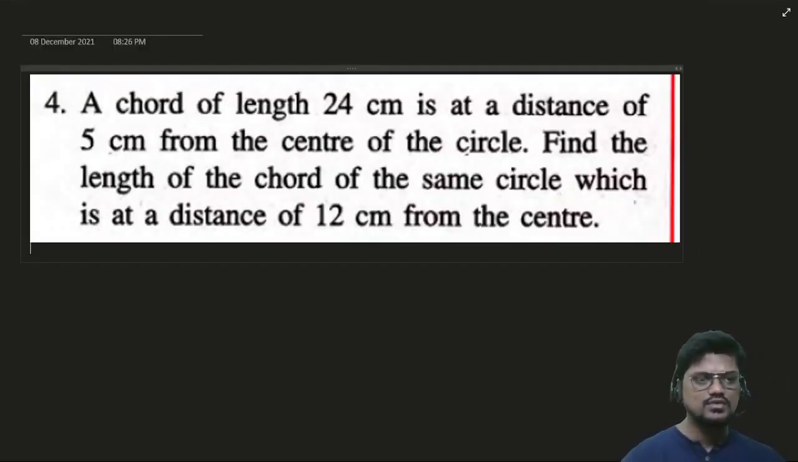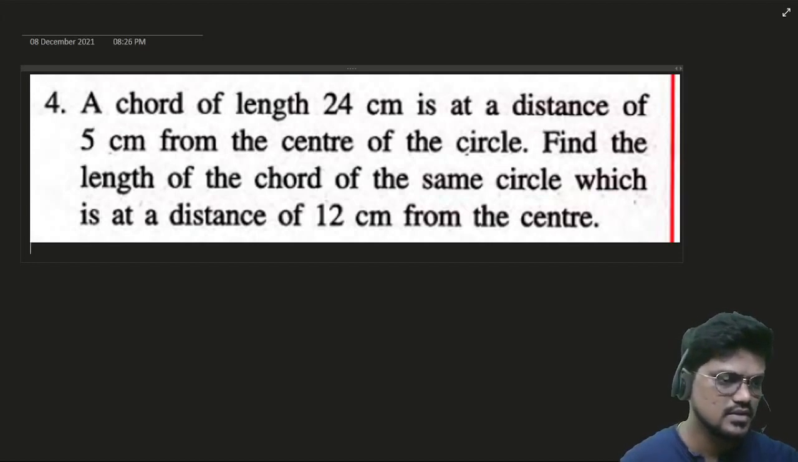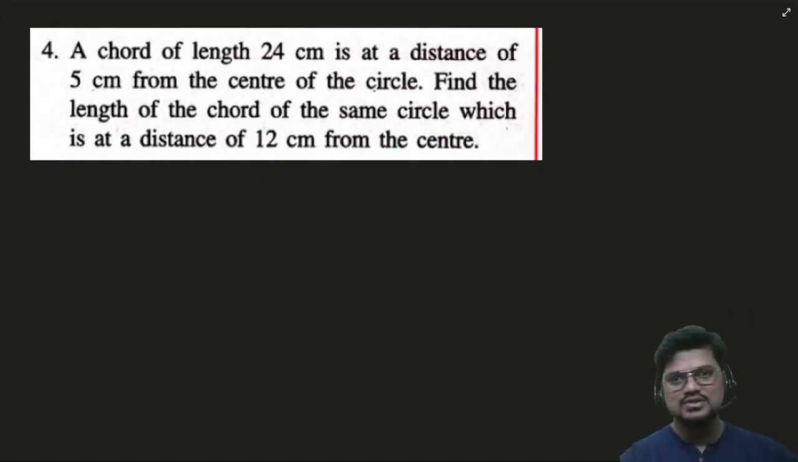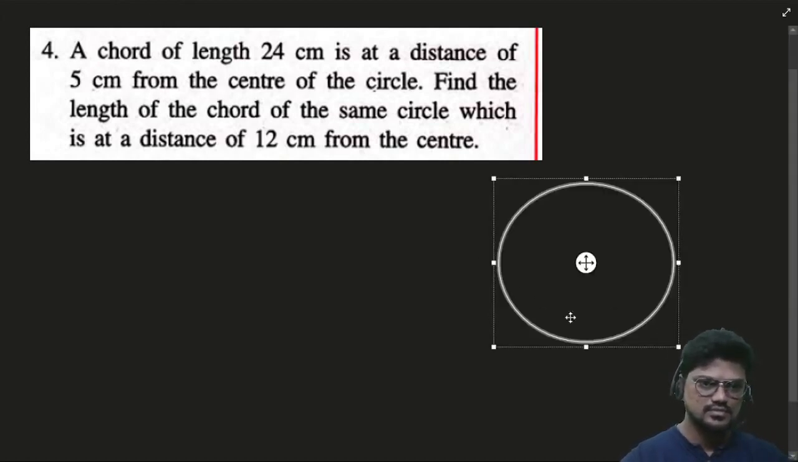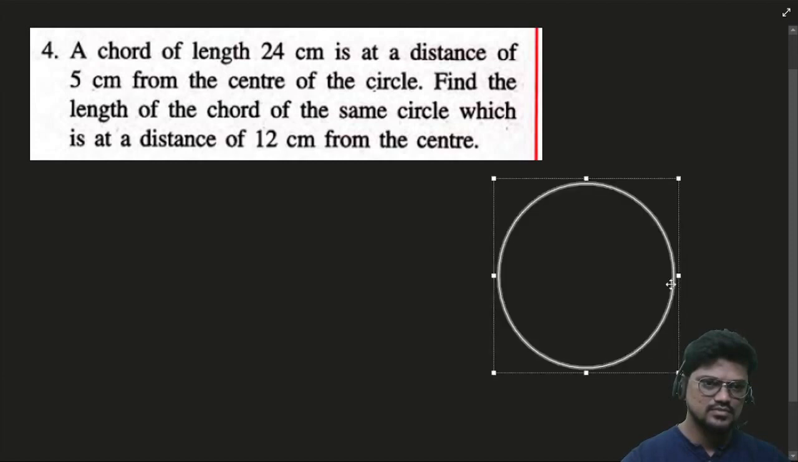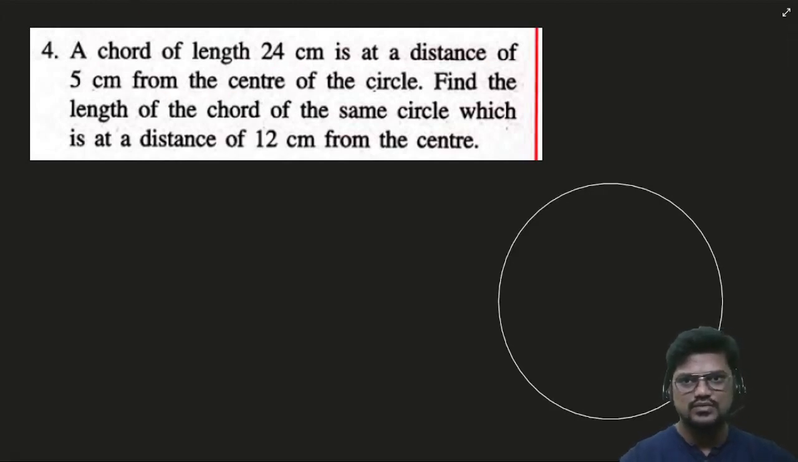You want to try? I'll give you 1 minute to solve. Take a try. Yes, sir, we will try. Yeah, you can take a try. See over here, what you have: a chord of length 24 centimeter is at a distance of 5 centimeter from the center of the circle. So let us draw the circle first. A chord of length 24 centimeter is at a distance of 5 centimeter from the center of the circle. Fine.